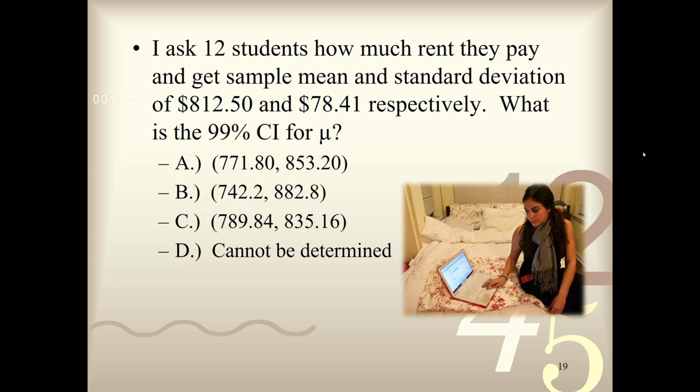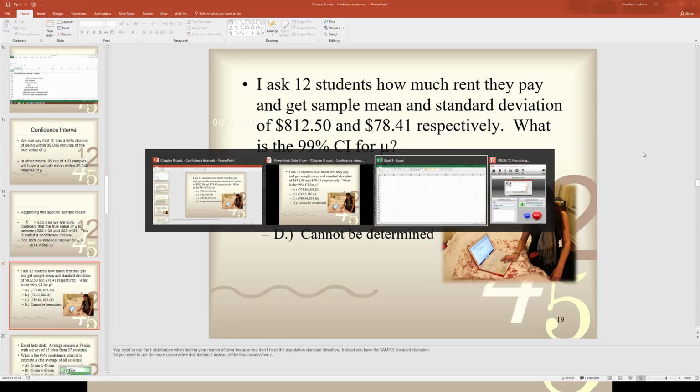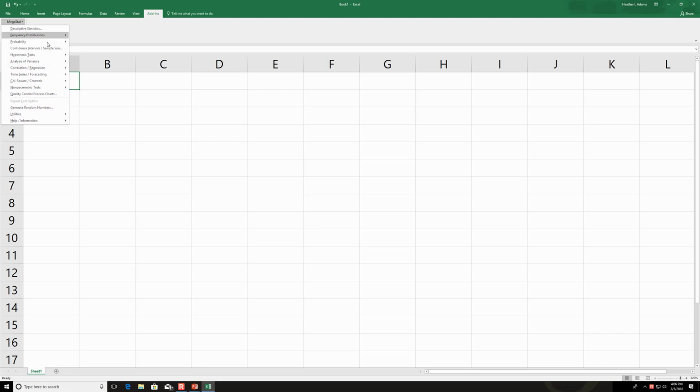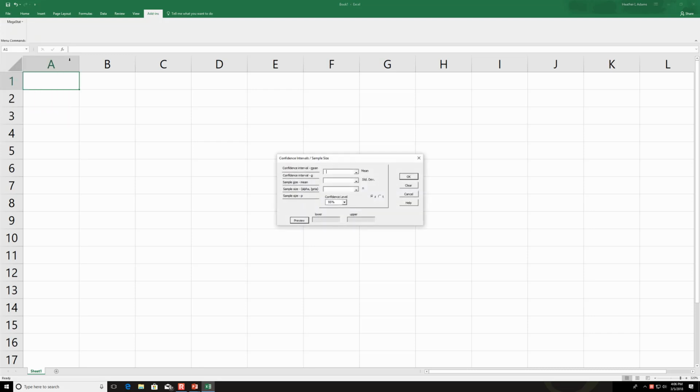So if I go to Megastat, or Excel I should say, and go to the add-ins, Megastat, confidence interval sample size. This is confidence interval for a mean, and we have a mean of $812.50, standard deviation of $78.41, and we polled 12 people.